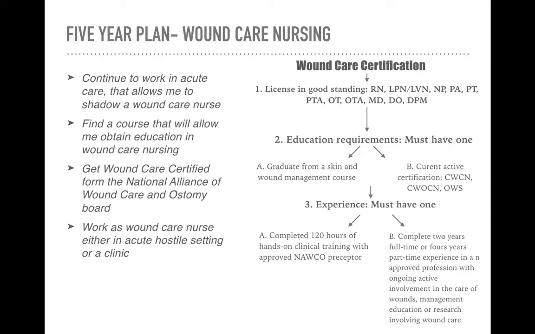And eventually sit for it. This requirement on the side is what you have to have just to get your National Alliance of Wound Care and Ostomy certification. After you do these requirements, you then have to sit for the board test. And after that, you can do multiple things. You could work in an acute setting. You can work in clinics. I don't know which one I would end up in, just because I don't have a lot of experience in the field yet. So that is my 5-year plan.